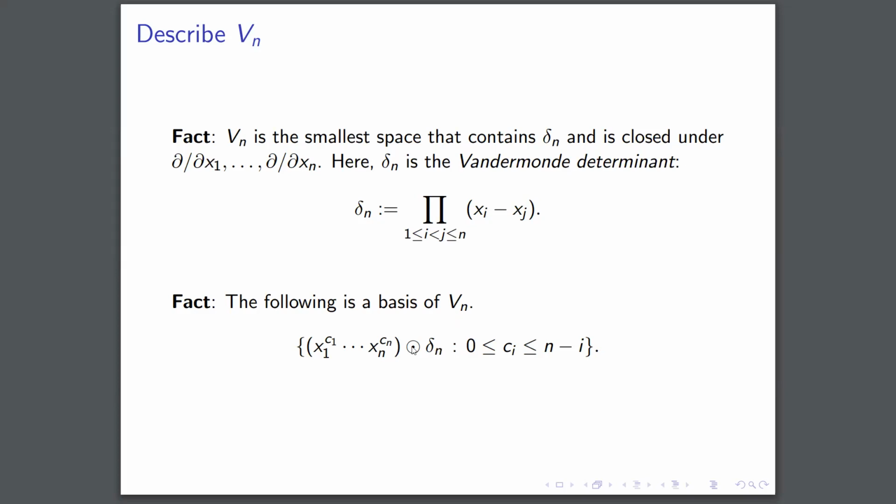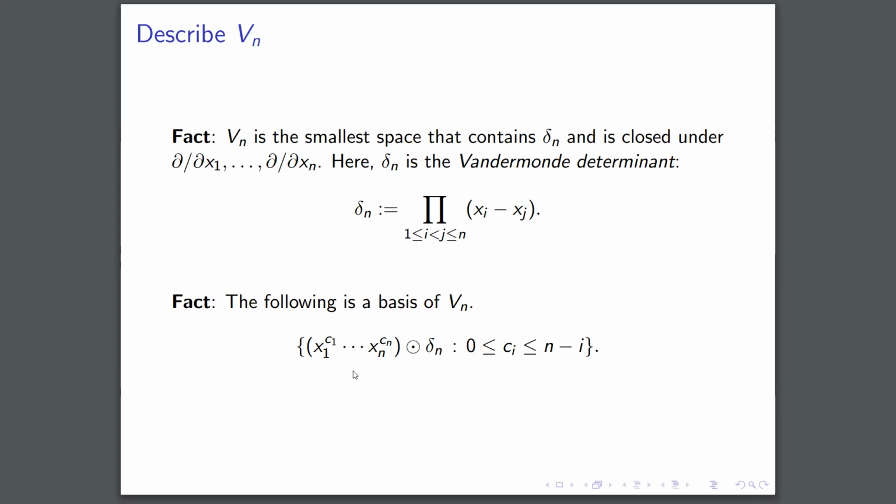We can find all these monomials that can fit under a staircase. We let these monomials act on this delta n. The resulting set of polynomials is a basis of Vn, and it's also called a harmonic basis of Rn.